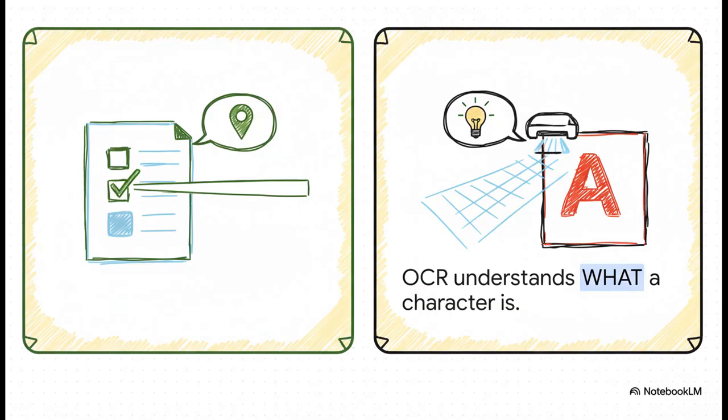And this is the perfect way to understand the difference. OMR is asking a really simple question. Is there a mark in this box? Yes or no? But OCR is asking a much more complicated question. Based on this pattern of pixels, what letter of the alphabet is this? So you can think of it like this. OMR sees where a mark is. OCR understands what a character is.